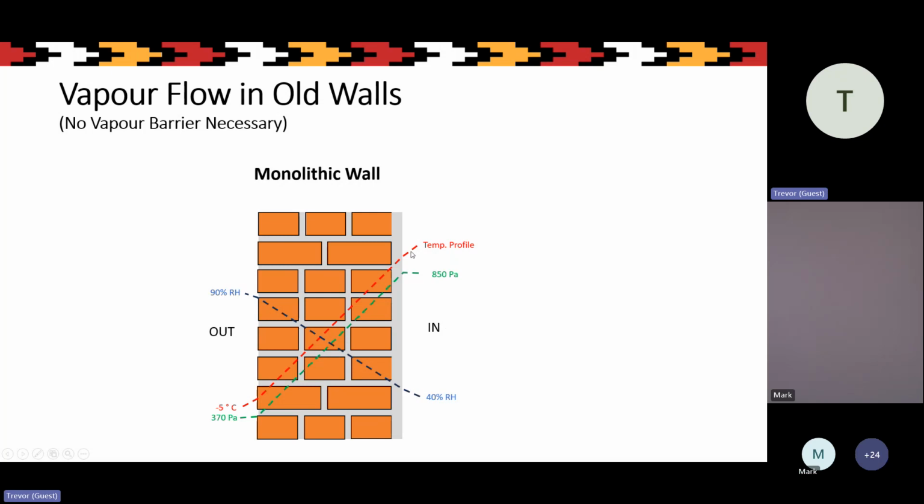So what we have to start worrying about later is when temperature and vapor pressure don't follow each other in this way. So in this case, the surface inside these materials will never be higher RH than the exterior under winter conditions. So you'll never have moisture accumulation due to vapor flow.